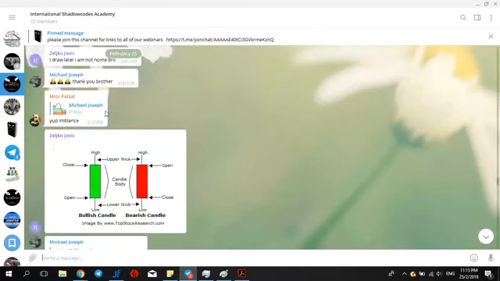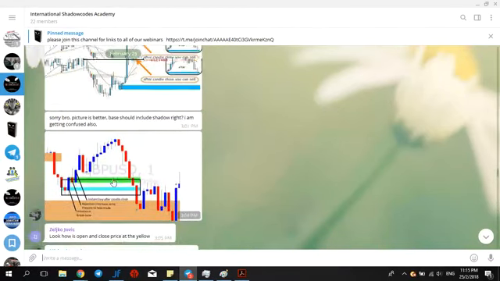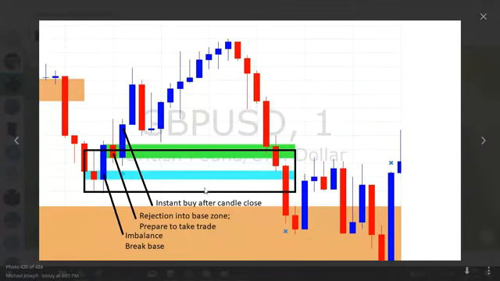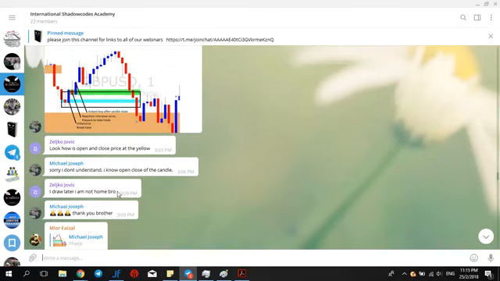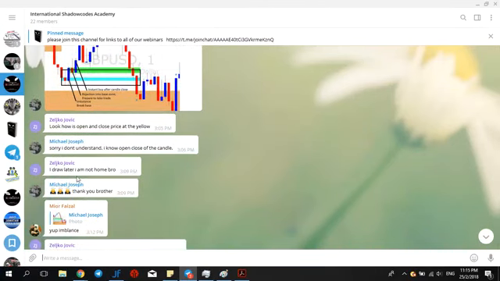So I already explained that. This one, instant buy after candle close. Yes, correct. No rejection base, imbalance base. All right. Look how it's open yellow. Sorry, I don't understand. I'm going to close candle.